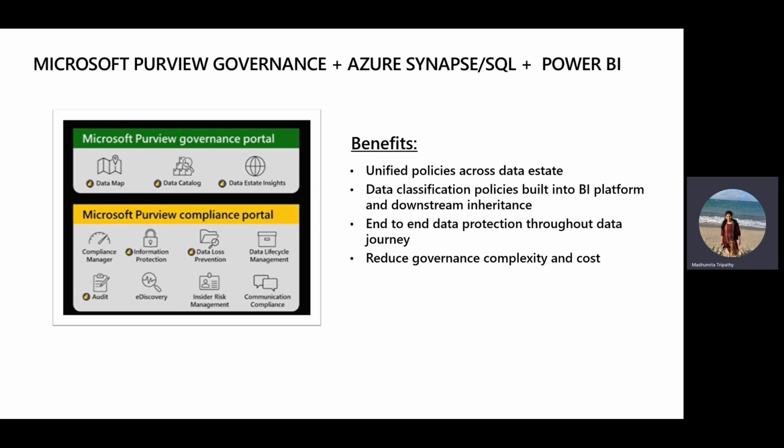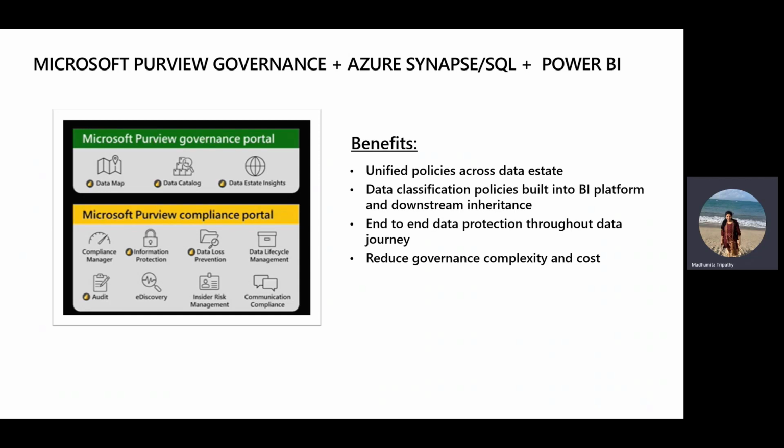And how do we bring the power of all these three: Microsoft Purview governance, Azure Synapse SQL or SQL Server, and Power BI, by integrating the information protection policy across these three different applications that Microsoft provides, to give you an end-to-end data protection solution throughout the journey of the data. So starting from the source to the point of consumption, you can keep your data protected by adding sensitivity tags to that sensitive data.